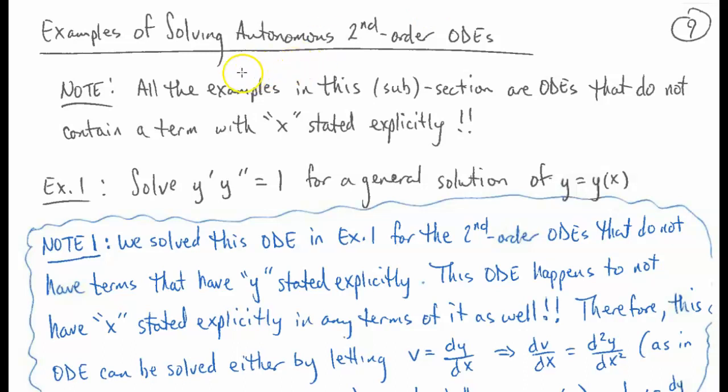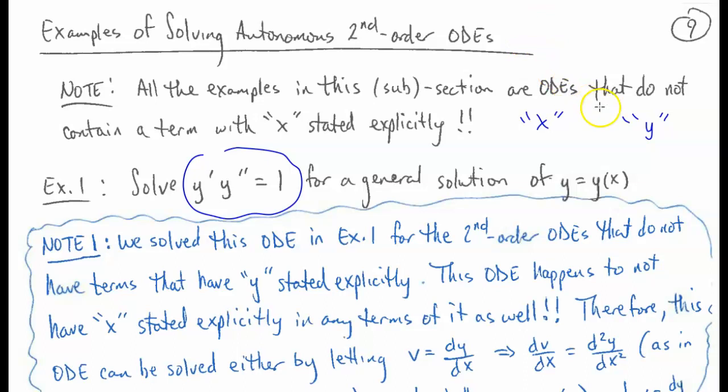Okay. And so here I made a note that all the examples in this particular subsection are going to be ODEs that do not contain x explicitly shown, which means our ODEs are going to be autonomous. Now, the special thing going on with this particular one is that, yes, we do not have x explicitly showing, but we don't have y explicitly showing either.